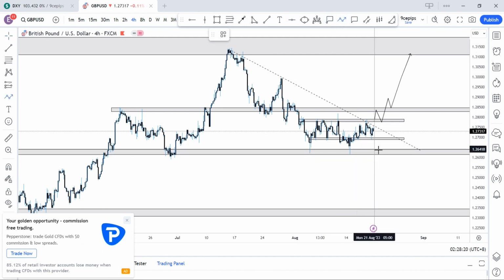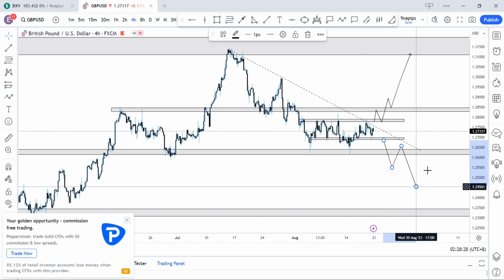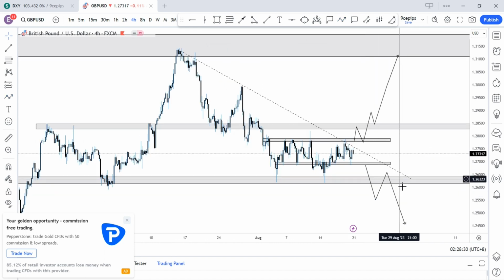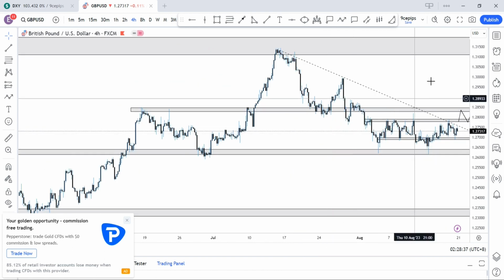Before I start selling here on pound USD, I'll need to see price break through this region, keep going back into these regions and start creating lower lows and lower highs before I can possibly say, okay, we're ready for that sell on pound USD. So that's that on pound USD.